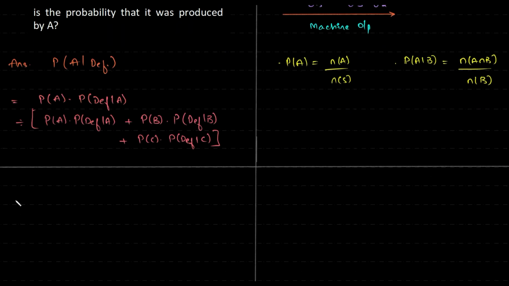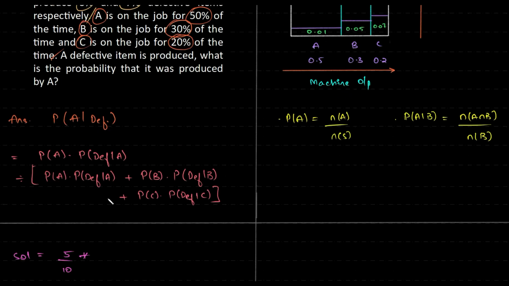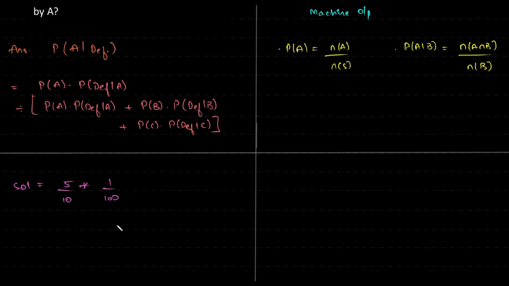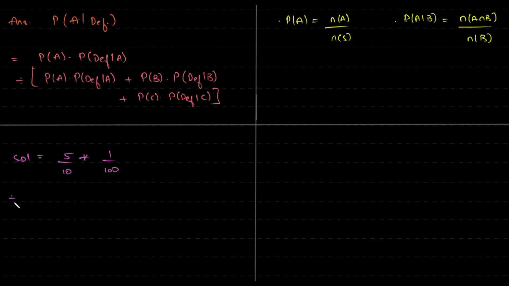So I think I'll do it over here. Okay, so we have 50% of the time. So 5 by 10 divided by defective being 1% if I'm right. Yeah, 1 by 100. So it's easier to cancel this way. So I'm just going with this. So 1000. Then over here, machine B is 3 by 10 into it being defective is 5 by 100, and 5 by 10 into 7 by 100.